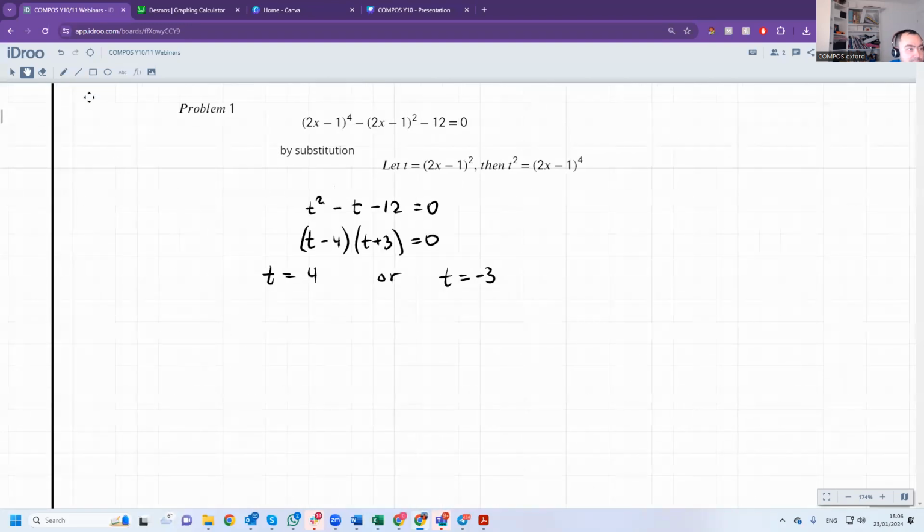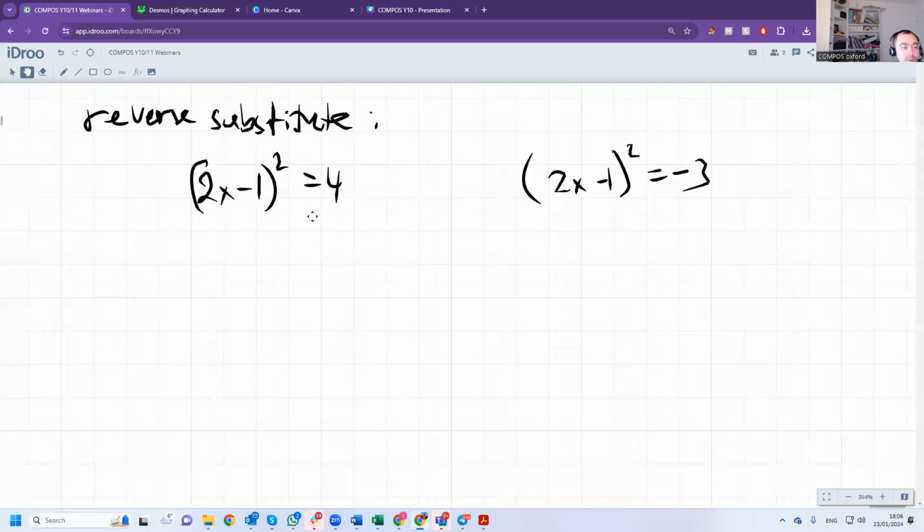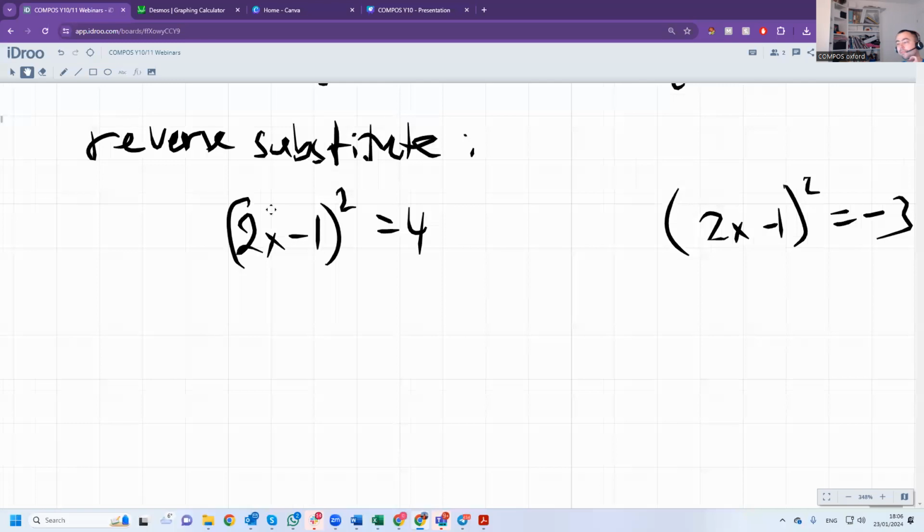Now, we need to reverse the substitution. So t is 4, but t is 2x minus 1 squared. So 2x minus 1 squared is 4. And here we have 2x minus 1 squared equals minus 3. So 2x minus 1 squared equals 4. How would you solve that? How would you solve 2x minus 1 squared equals 4?